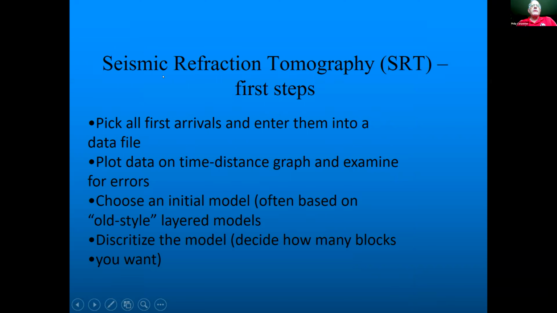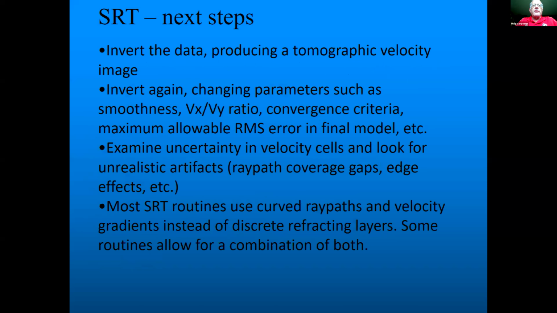So seismic refraction tomography involves a number of steps. Refraction, I've got some pictures which I think were earlier, which we'll flip back to. You basically pick first arrivals, enter them into a data file, plot the data on a time distance graph, examine for errors, choose an initial model, usually based on some kind of layered model to start with, and then discretize the model. So it basically breaks the subsurface up into little blocks and tries to figure out the velocity of each of those blocks.